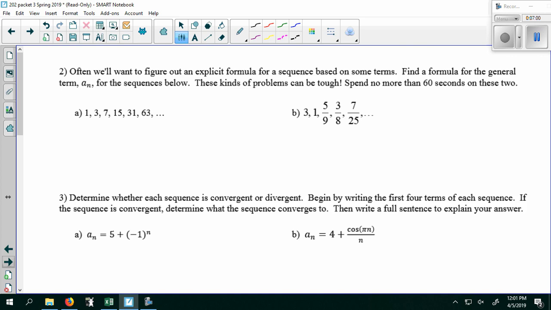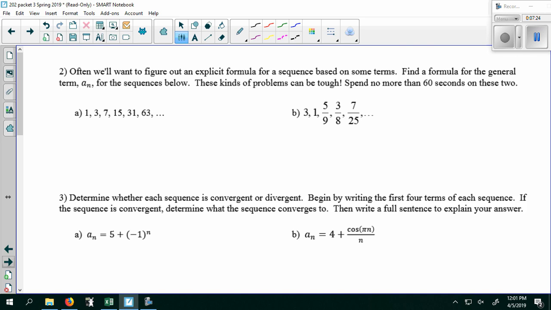Okay, we want to figure out an explicit formula for each of these sequences. These can be tough. They take some practice, and sometimes they take a trick that sometimes you just see or don't see. So for this first one, 1, 3, 7, 15, the first thing I see is that this is really close to a sequence that I know well.